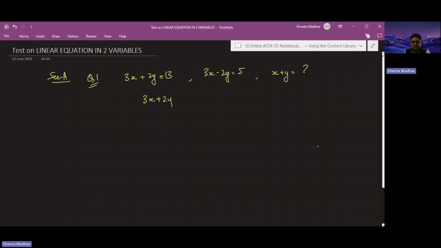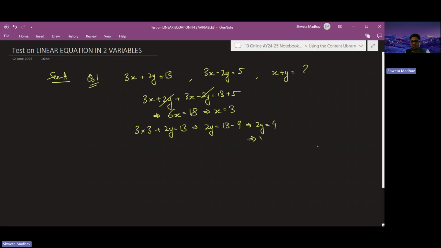So we will get 3x plus 2y plus 3x minus 2y equals 13 plus 5. So 2y will get cancelled. Then we will get 6x equals 18, so x will be equal to 3. And for y, we take 3 into 3 plus 2y equals 13. So 2y will be equal to 13 minus 9, which is equal to 4. Therefore 2y is 4, so y will be equal to 2.